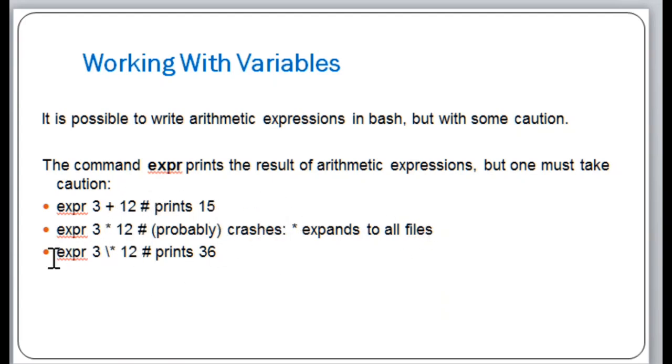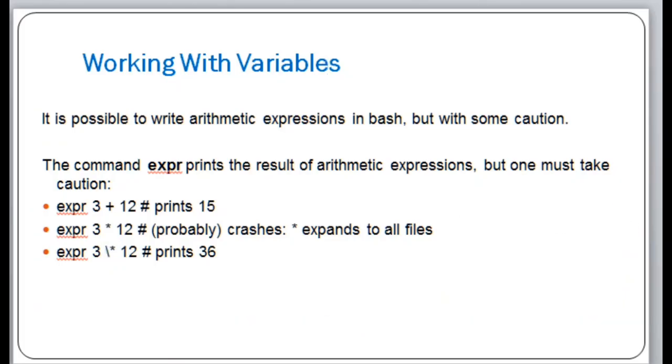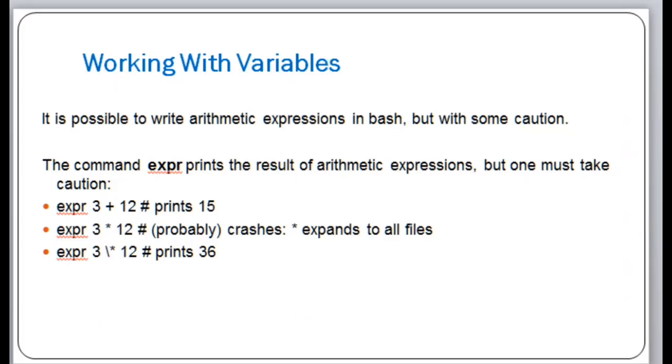and it's going to try and expand to all files. So what we'd actually have to do is expression space 3, then a backslash, and guys, this backslash is an escape character. This tells the command line, hey, whatever comes next, don't interpret as a command, okay? Take it as it is, all right? So in this case it would be multiplies, and this will actually multiply 3 by 12, which would come out to 36.